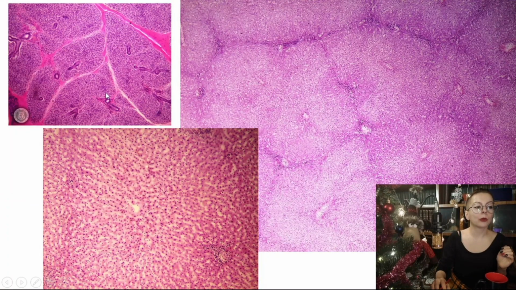Next pair of organs. This is the parotid gland and liver. Actually, it is very difficult to confuse, but some similarity is characteristic. So liver is homogeneous specimen. Almost nothing can be distinguished except central veins. So if you can see homogeneous background with only some empty spaces, these are central veins. So this is probably a liver.